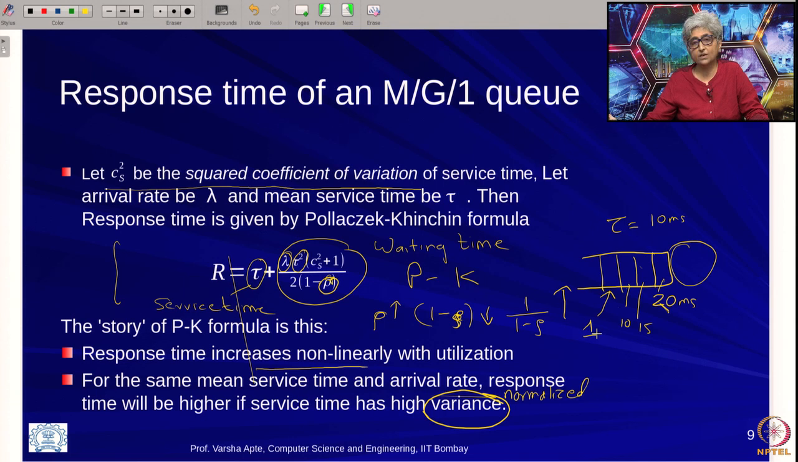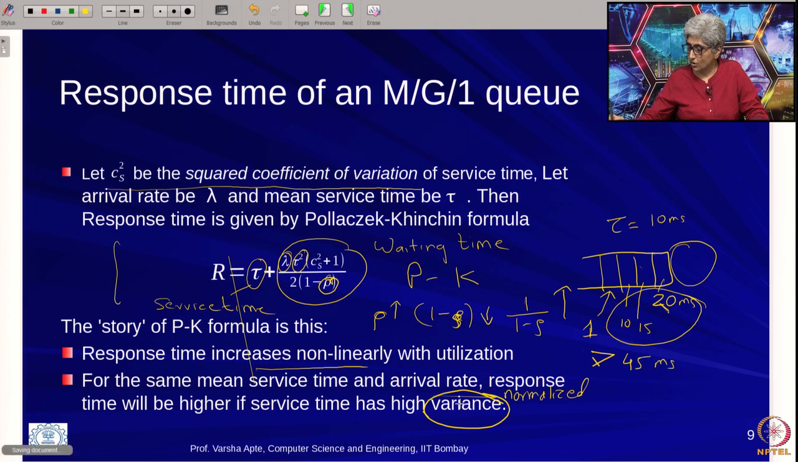It is entirely possible, if it is highly variable, that there are some high service time customers in front of this customer who has a service time of 1 millisecond, but this customer gets stuck behind all these, and this customer's response time is actually going to be greater than 45 milliseconds.